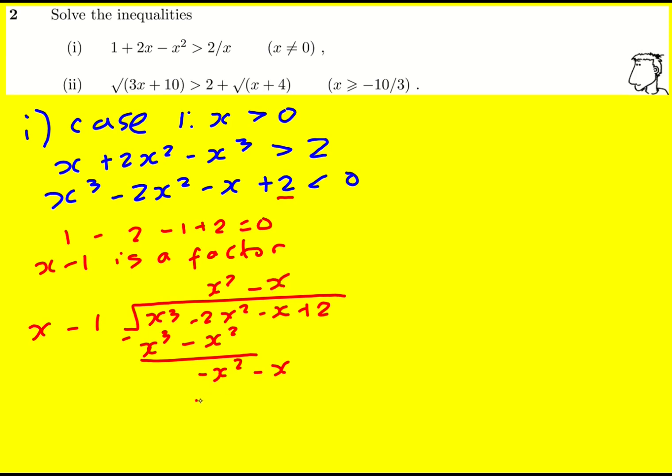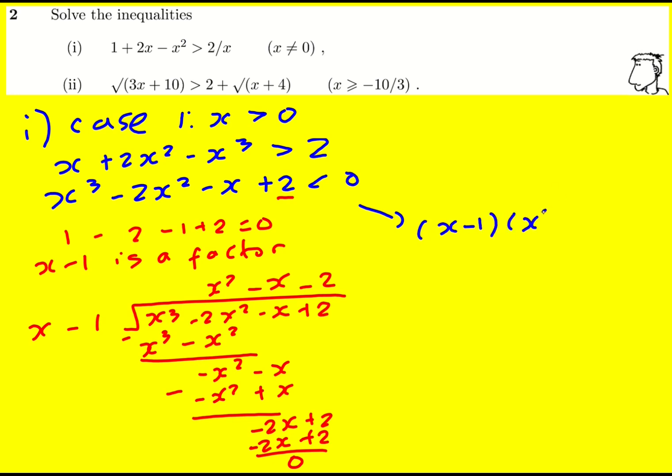Minus x. And this works out nicely. So where does that leave me? X minus 1 times x squared minus x minus 2 is going to be less than 0. Let's see if it factorizes again. I'm going to get x minus 2 and x plus 1. So my roots are 1, 2, and minus 1.